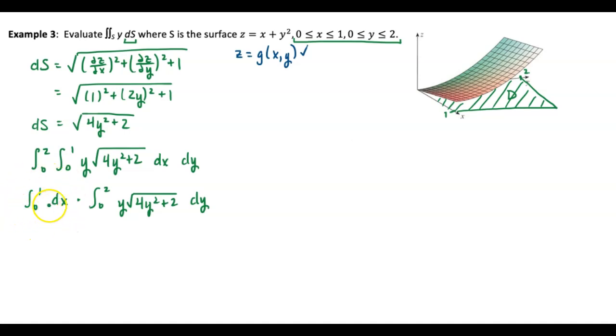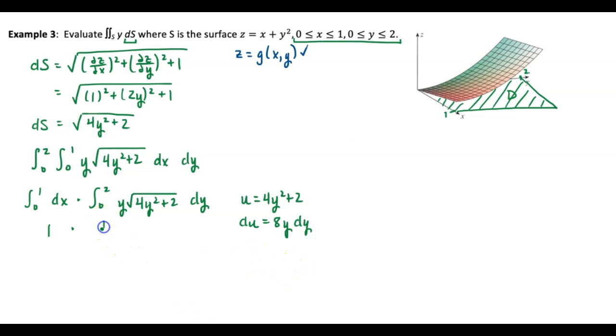Over on the left here, taking the integral of 1, the antiderivative of 1 is just x. x going from 0 to 1 is just going to give us 1. On the right-hand side, we've seen this pattern a lot, so we might notice that while we can't integrate this directly, this is a great candidate for u substitution. My issue is what's going on inside of the square root, and I'm going to allow u to be equal to 4y squared plus 2, leaving me with a du, the derivative of 4y squared plus 2, of 8y dy.